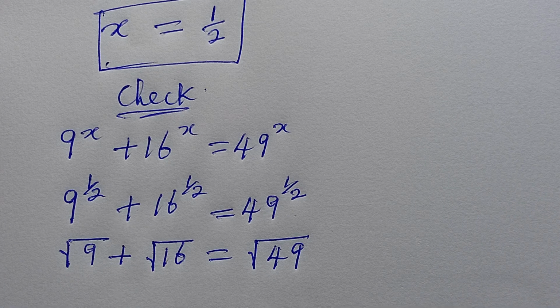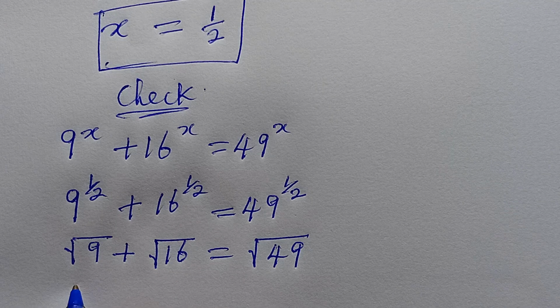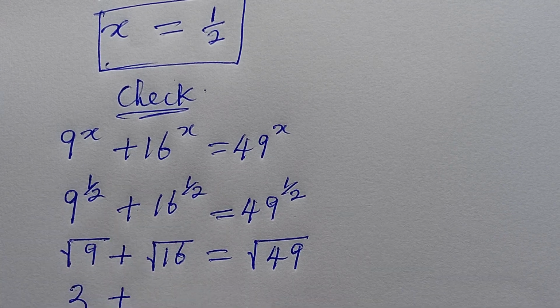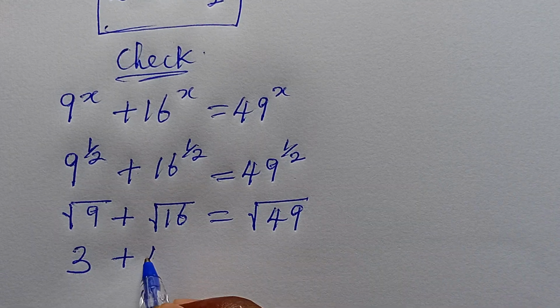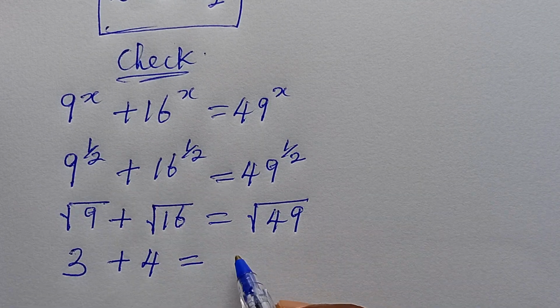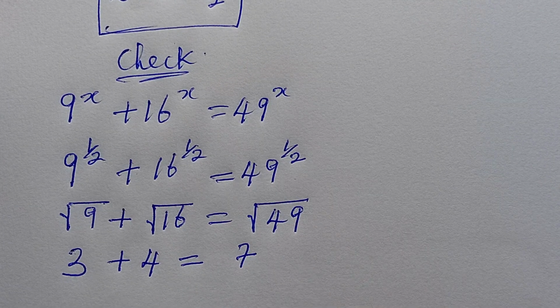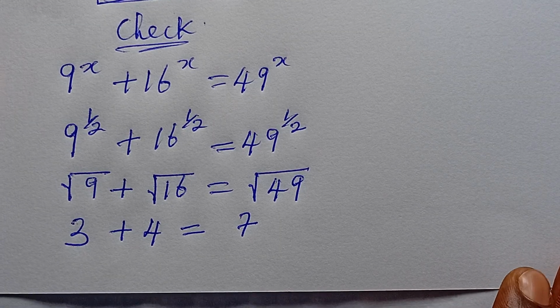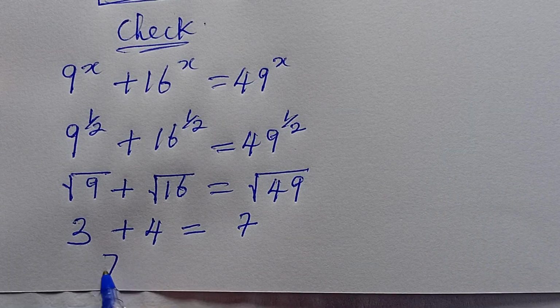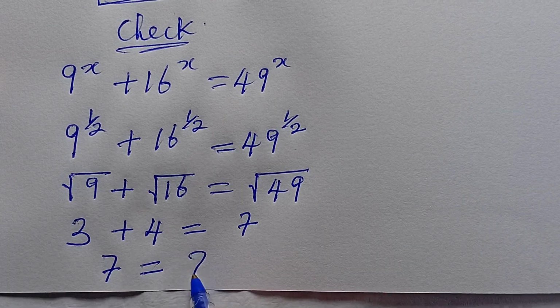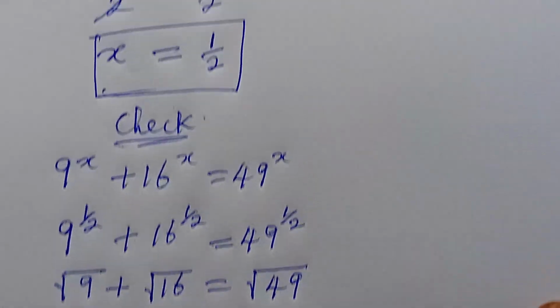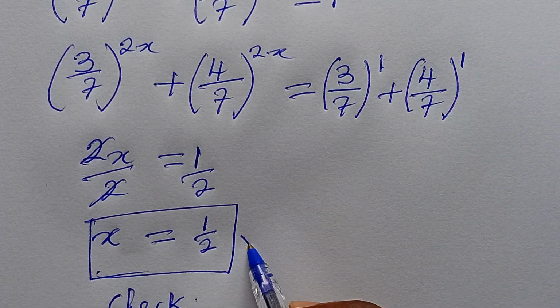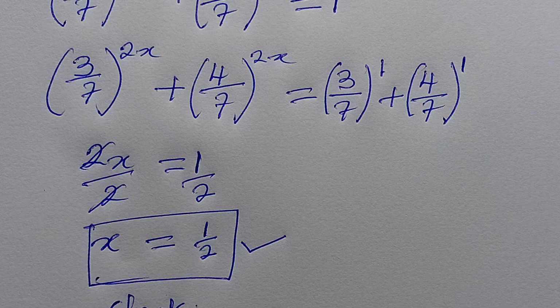So the square root of 9 will give us 3, plus the square root of 16 is 4, and the square root of 49 is 7. So if we add 4 to 3, that will give us 7, equal to 7. So this shows that the answer which we solved for here satisfies the original equation.